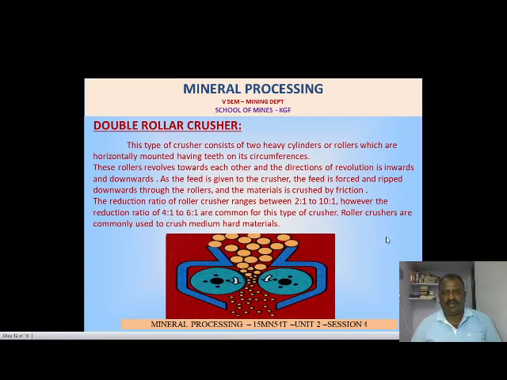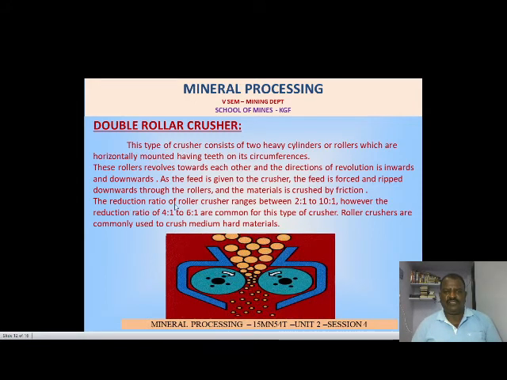Again, the double roller crusher. This type of crusher consists of two heavy cylinders or rollers which are horizontally mounted, having teeth on their circumferences. These rollers revolve towards each other. You can see they revolve in opposite directions. As the feed is given to the crusher, the feed is forced and ripped down through the rollers. The material is crushed by friction.